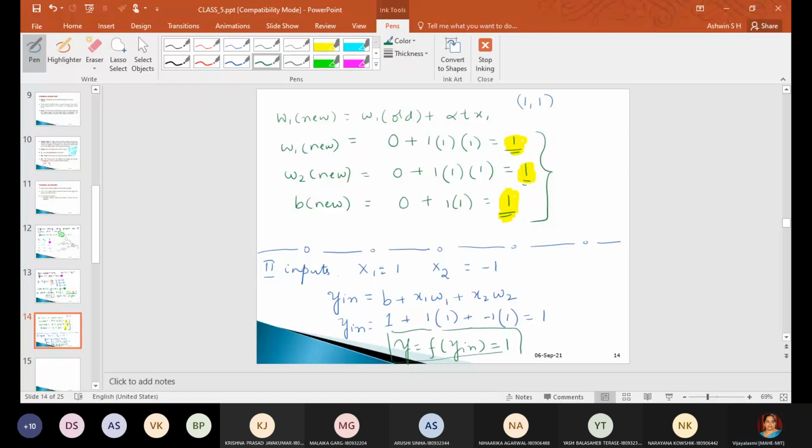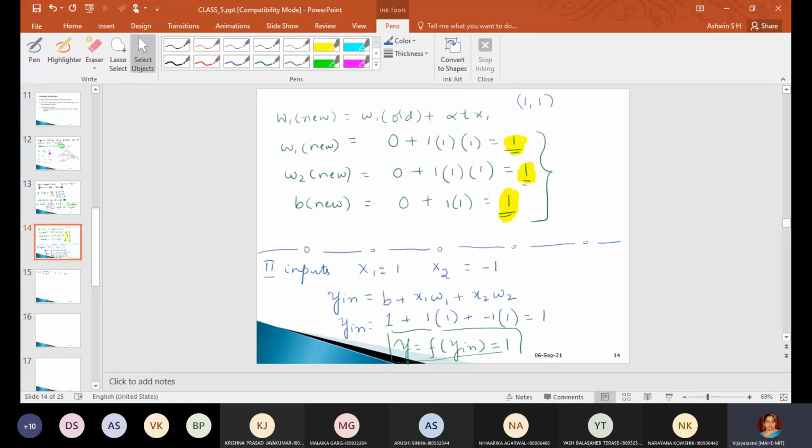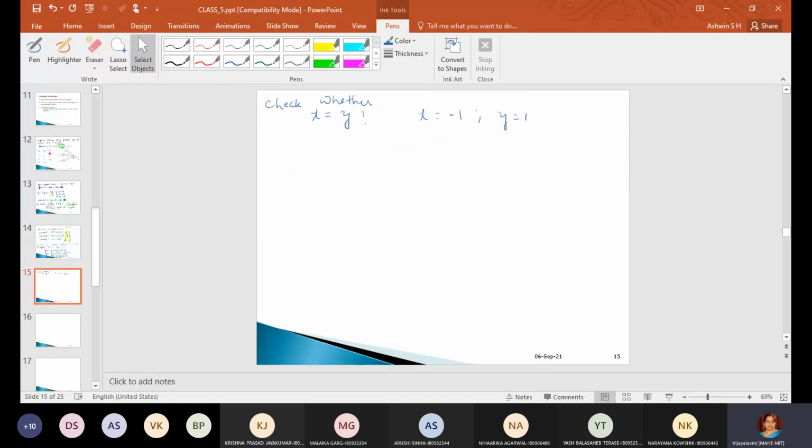Now the next part is you check whether t is equal to y. So t is what here? Minus 1. Y what you have got is 1. So t is equal to minus 1, y is equal to 1. Now t is not equal to y, right?